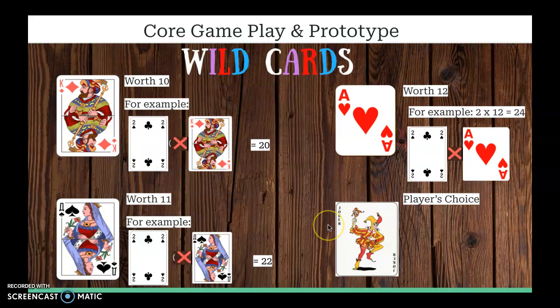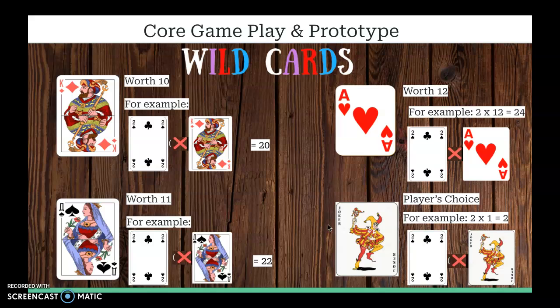Joker is my favorite because I think it's the most interactive. It's player's choice. And I think this can be really good for students who really want to get ahead of their opponent. Because when they get a Joker, let's say they draw a 2 and they also draw a Joker, they want to make that Joker represent a value of a fact they already know. So 2 times 1 would be a really good one if you know your 2 times tables really well or your 1 times tables really well. It's really good because that almost acts as an automatic win.